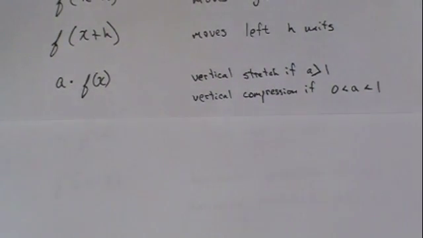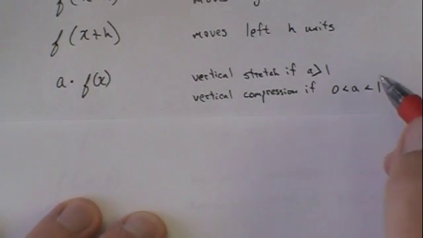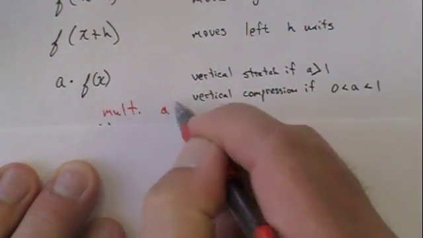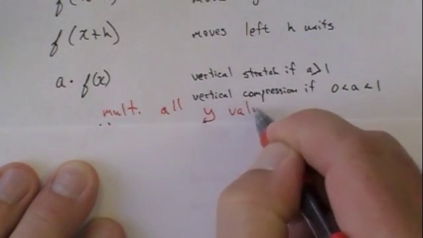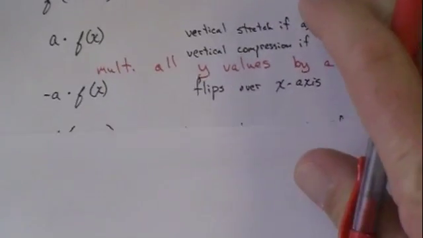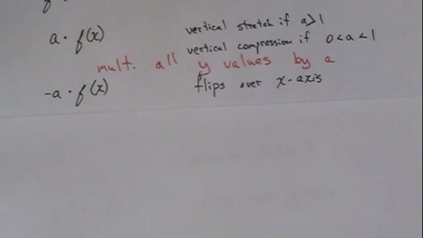If we have a times f of x, this is going to give us a vertical stretch if a is greater than 1. And if it's between 0 and 1 for our a value, then it gives us a vertical compression. Remember, because we're taking a times f of x, we're going to multiply all of the y values by a. So that's the big rule here, to multiply all y values by a. Now if that a value is negative, then it's going to flip the graph over the x-axis.